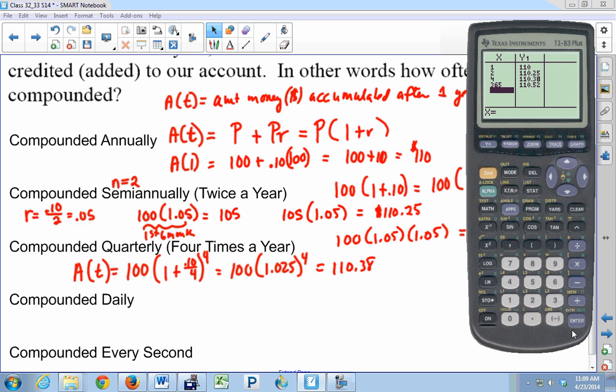Whoa, 52 cents. Oh my God. Look at that. Another 14 cents we earned. All right, well, now I'm going to get ridiculous. We're going to compound it every second of the year.